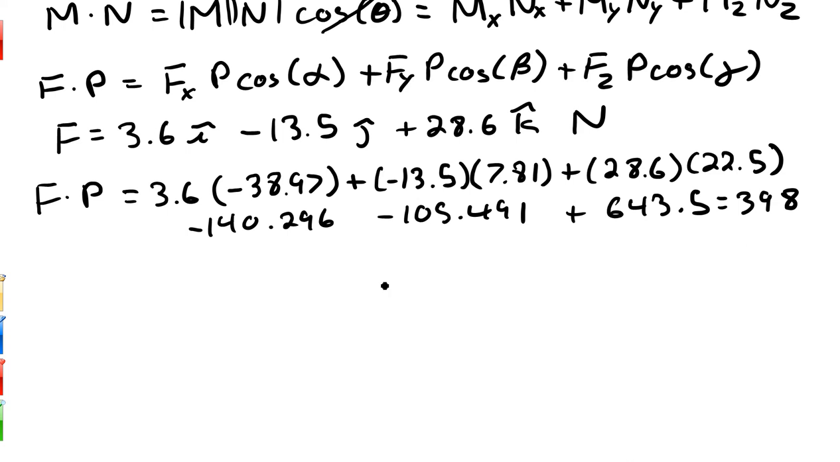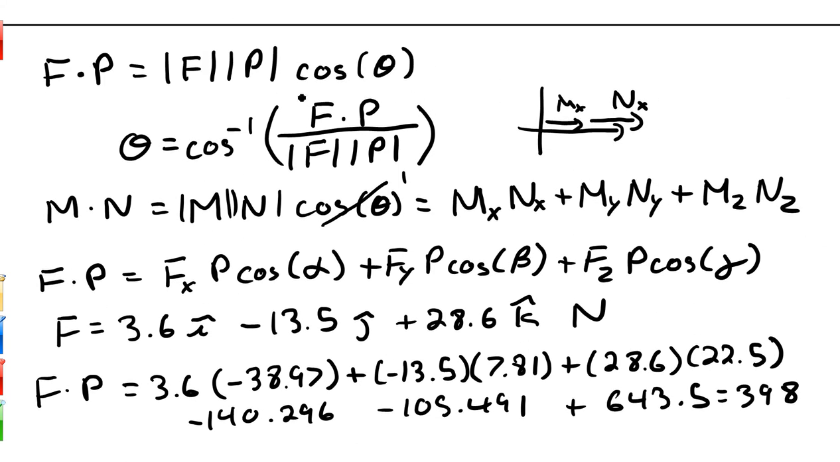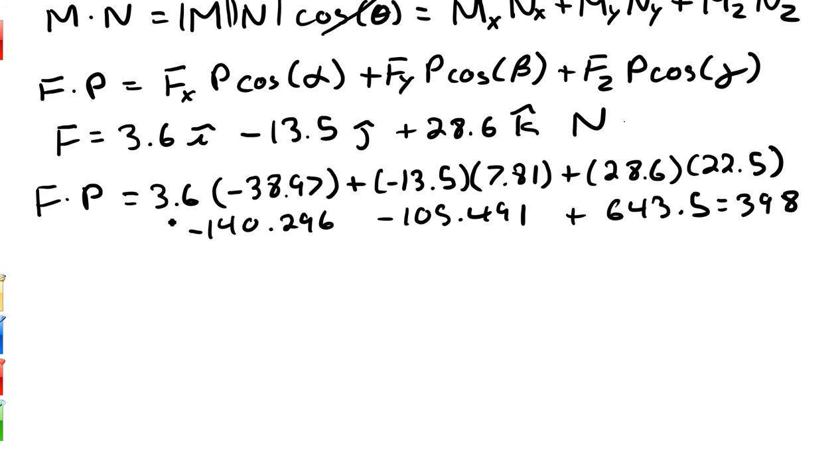So there's your F dotted P. Now let's go ahead and, well, we're not exactly ready to throw this back into the above equation right here, because we still need the magnitude of F. F is given in its component form, so simple square root of the sum of squares will give us the magnitude of F.